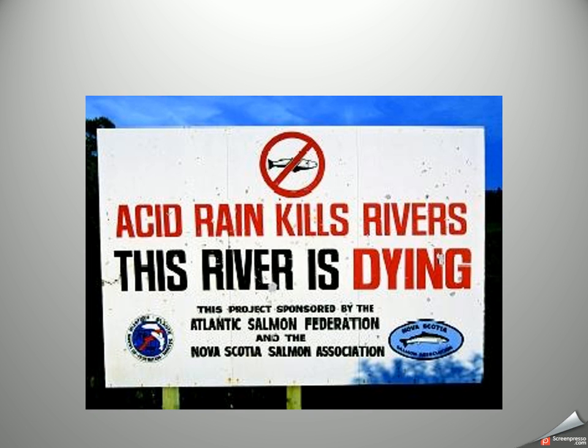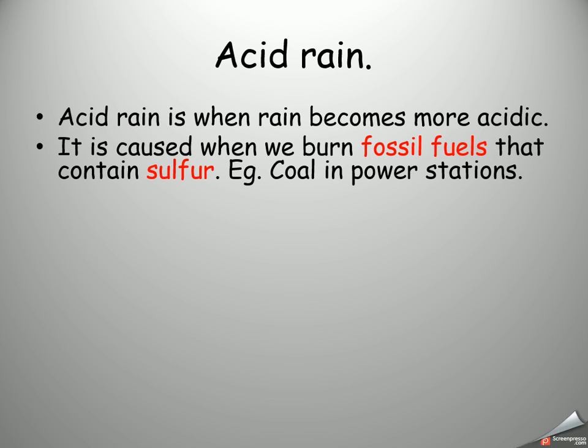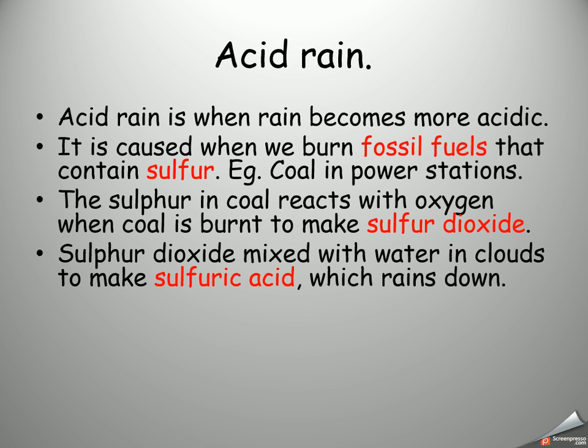So how is acid rain caused? Acid rain is when rain becomes more acidic than it already is, because rain is slightly acidic already. We burn fossil fuels, and they contain sulfur. Lumps of coal in power stations contain sulfur inside them. When we burn the coal, we burn the sulfur as well, and it reacts with oxygen, like everything does when it burns. The coal contains carbon. You burn that, it reacts with oxygen and makes carbon dioxide. But the coal also contains atoms of sulfur, and when that reacts with oxygen, it makes sulfur dioxide. Why is sulfur dioxide bad?